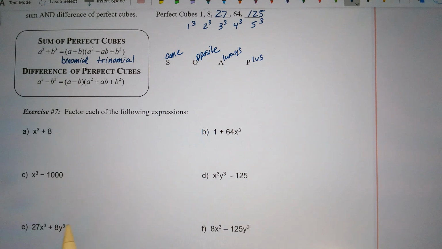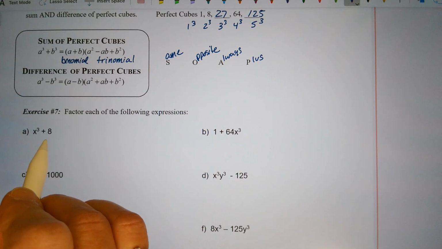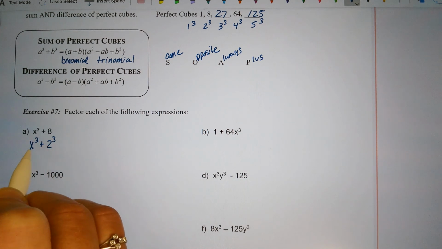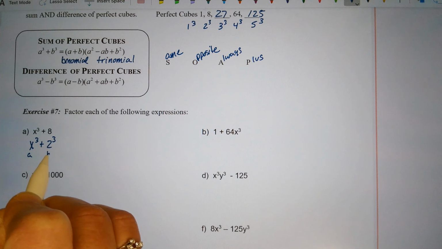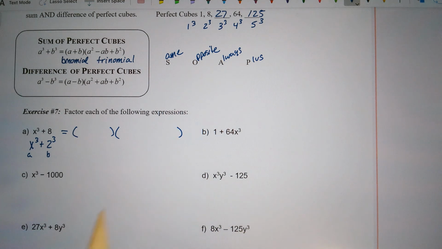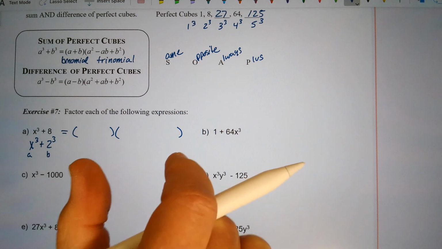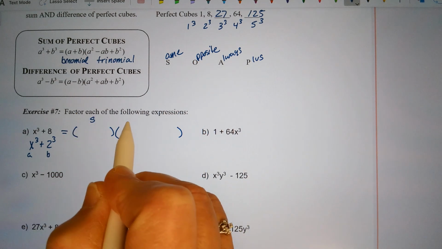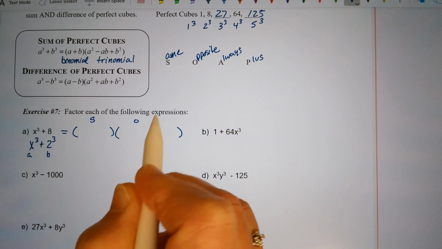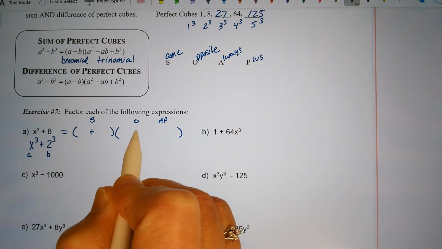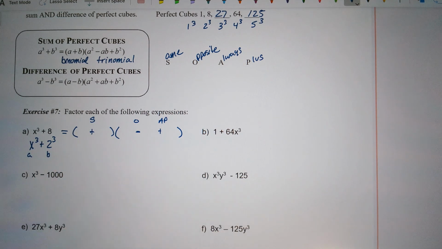So factor each of the following expressions. x cubed plus 8 is x cubed plus 2 cubed. So x is our a, 2 is our b. So this is going to be the binomial and then the trinomial. I always start with the binomial parentheses and then the trinomial parentheses. I could do the signs first if I want. Same, opposite, always plus. So same would be addition, opposite, subtraction, always plus.